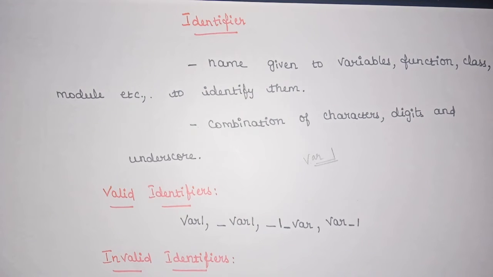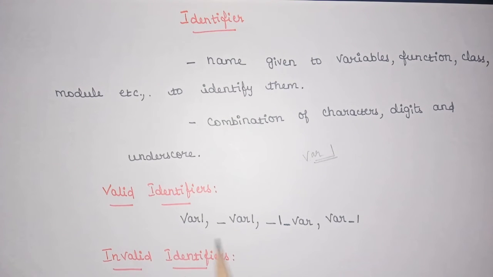The next rule is that the name should not start with a number or digit. It should always start with either an alphabet or underscore. Also, you should not use symbols other than underscore. Now we will see some valid identifiers and invalid identifiers.